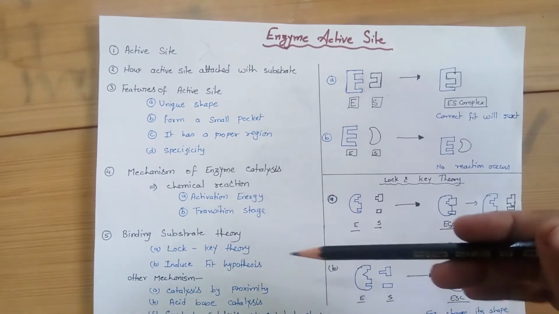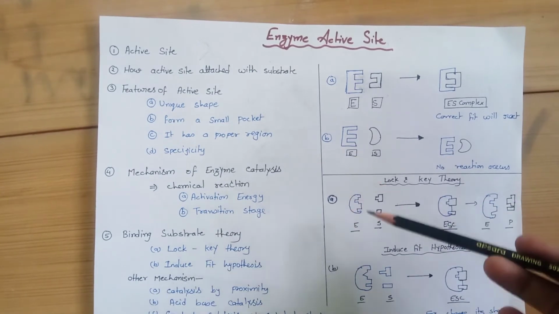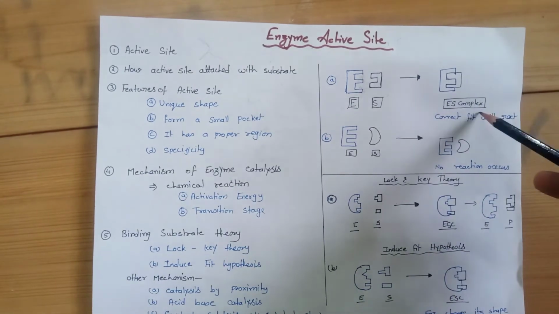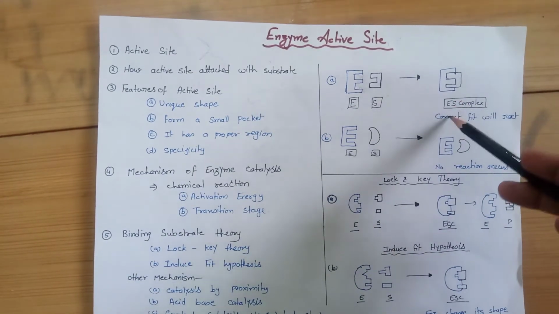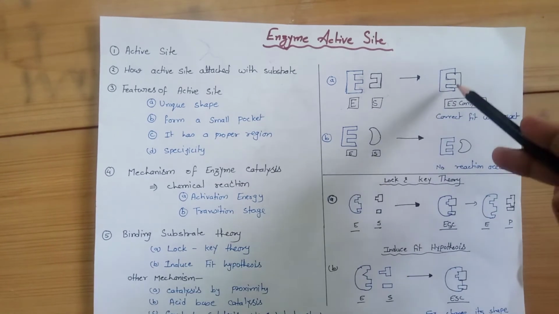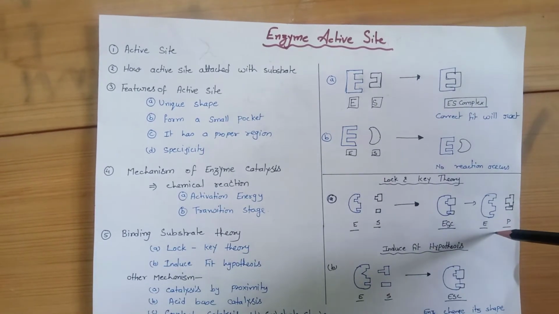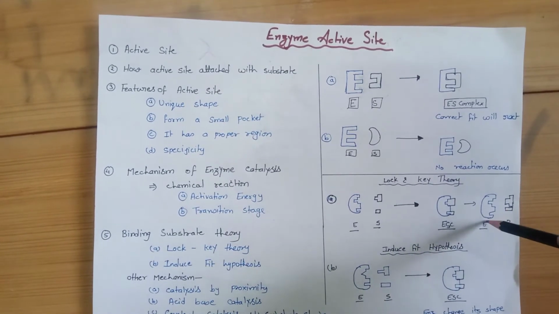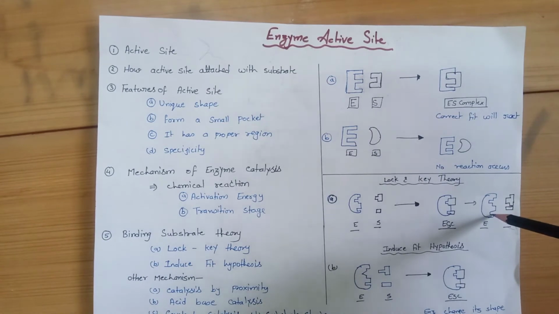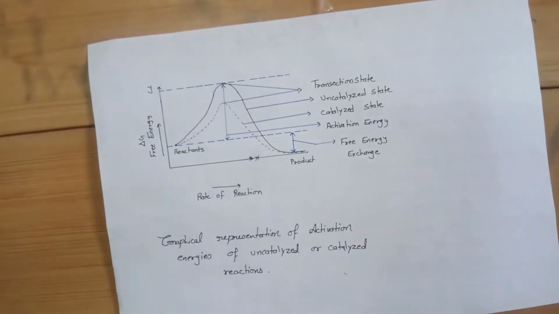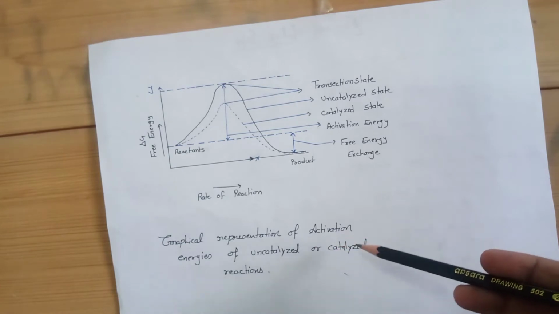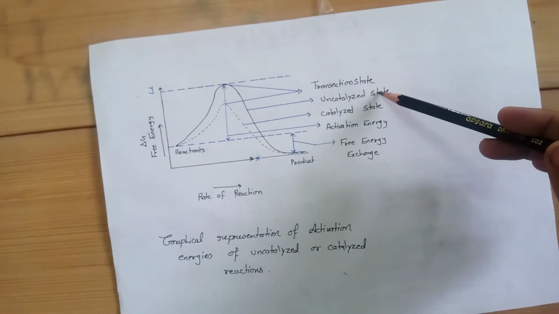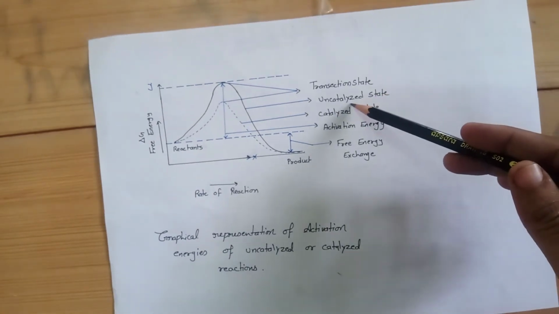There are three steps of an enzyme catalyzed reaction. The first is binding of the substrate: enzyme plus substrate makes an enzyme substrate complex. The second is conversion of the bound substrate to the bound product, meaning it makes a product. The last one is release of the product. The product gets released and the enzyme gets back its original shape and position. This is a graphical representation of the activation energy of uncatalyzed and catalyzed reactions. So this is the transition state. And what is a transition state?